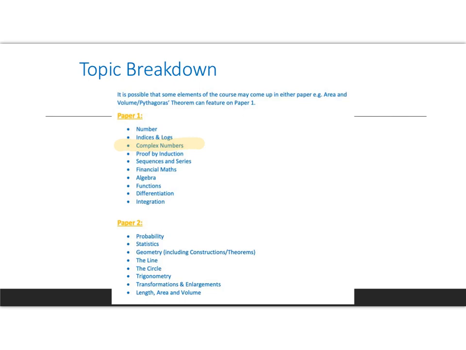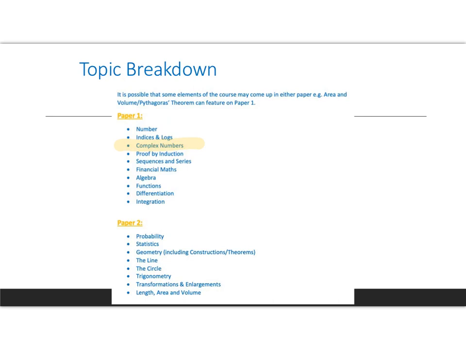But just to note that for both higher level and ordinary level, complex numbers generally appears on paper 1 of your Leaving Cert. And now more than ever, it's very important to be aware of the different topics that are going to appear on paper 1 and paper 2, particularly with the choice that we are going to be having on the 2022 paper.